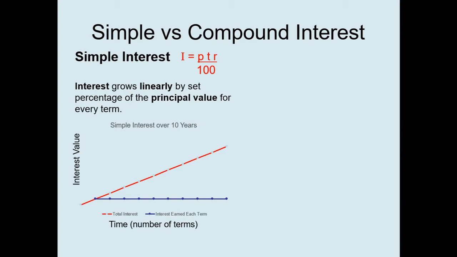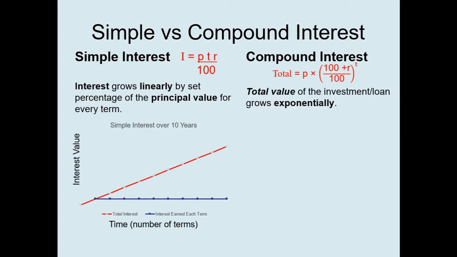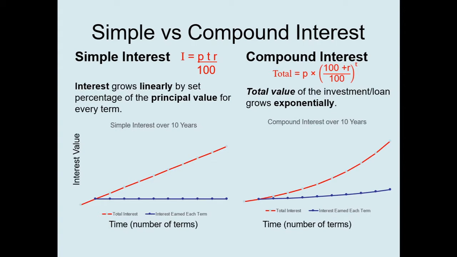Then we looked at compound interest, which had a slightly more complicated formula, but it shows exponential growth. That is, the total value of the investment grows exponentially. It grows at an increasing rate. Compound interest is often favorable in terms of investments because they grow at an exponential rate. They grow more quickly because we're constantly reinvesting the interest that we earn back into our investment.